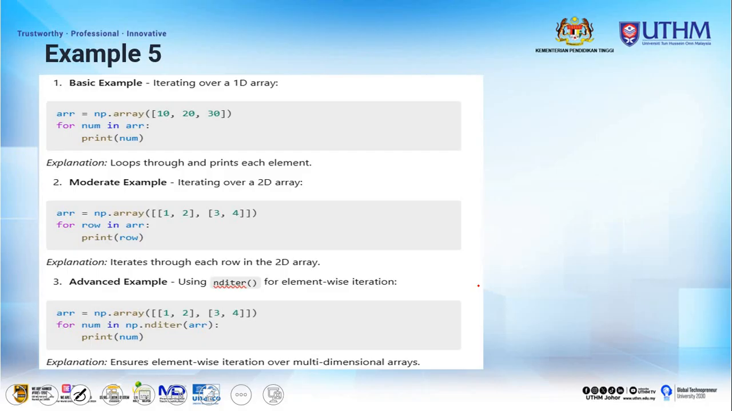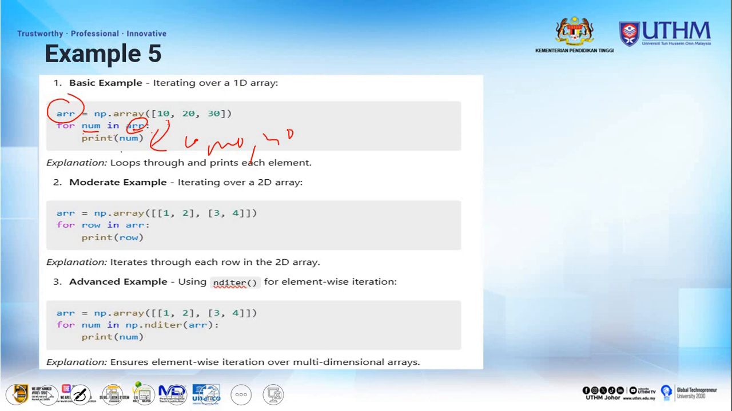Basic example number 1, a one-dimensional array. So for num in array, the array we already declared here. Print num. So it loops through and prints each element. So it goes through for num in array. It just loops, so it prints out all the values: 10, 20, 30. So that is the loop. Next.